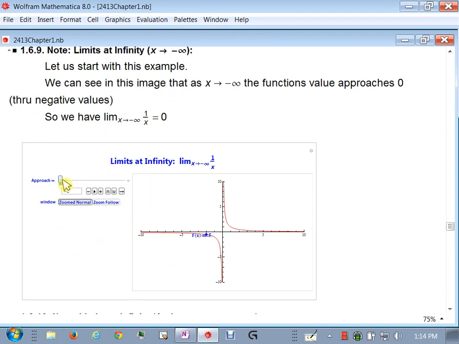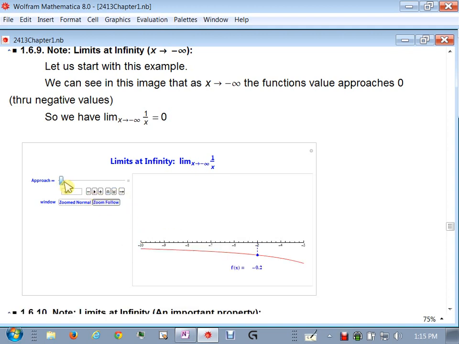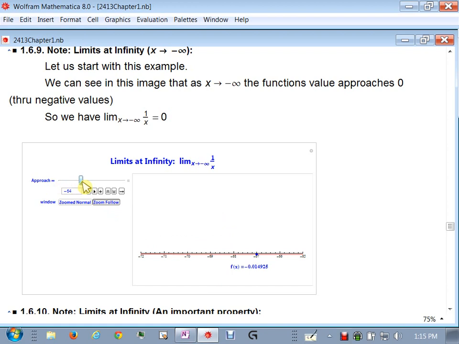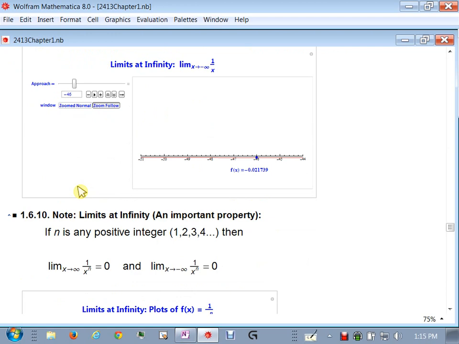Now, what happens if I go the other way, negative infinity? Now I'm going to be going out the left side, right? Going out this way to negative infinity. If I zoom in on that, I'm getting closer and closer and closer to 0. Now, they're getting closer to 0 through negative values, right? Those are negative numbers, but they're real small. So either direction, I'm going to 0.